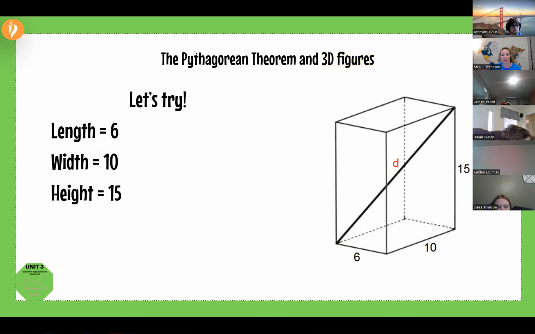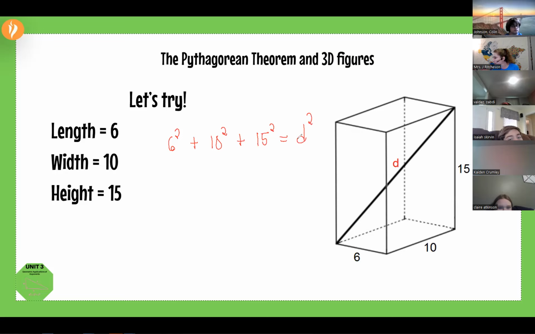All right, let's look at one that's been done. Here's our three-dimensional box. It has a length of 6, a width of 10, and a height of 15. Since we have three numbers, we're going to square all of them, add them all together, and find the square root of the answer.